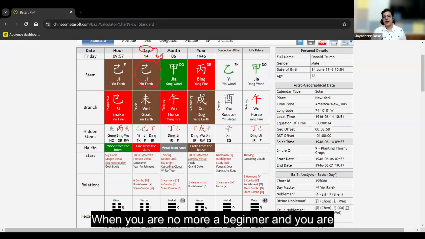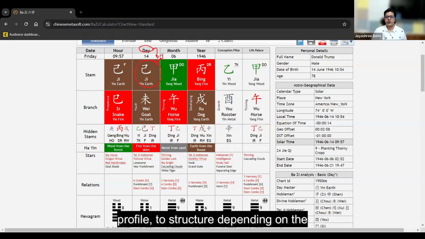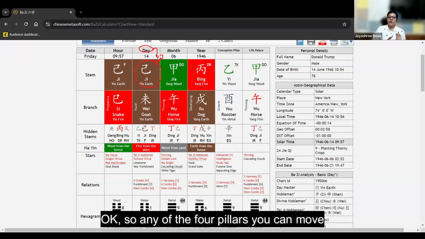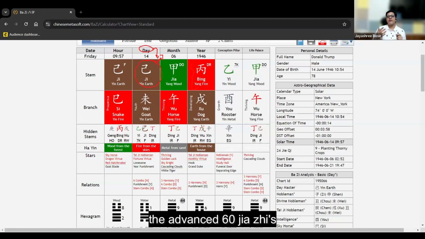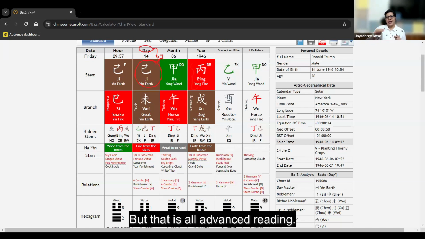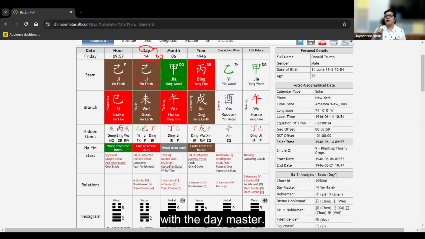When you are no more a beginner and you are an advanced practitioner, then you can move directly to pillars, to profile, to structure, depending on the question. Any of the 4 pillars you can read. At an intermediate level you can do shifting palace, dynamic reading, and annual assessment very quickly. If you go even further, you can look at the 12 growth phases, and then the advanced 60 judges, what they mean, where this person is, and what their life purpose is. But that is all advanced reading. For beginners, you always start with the day master. A good point to start is the day master.